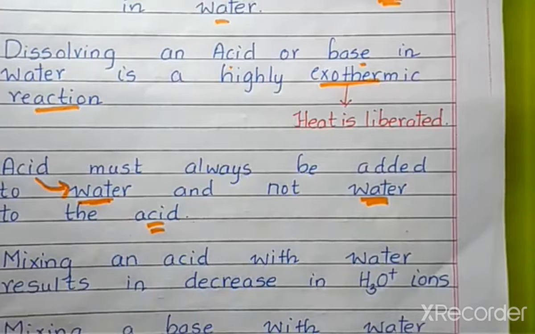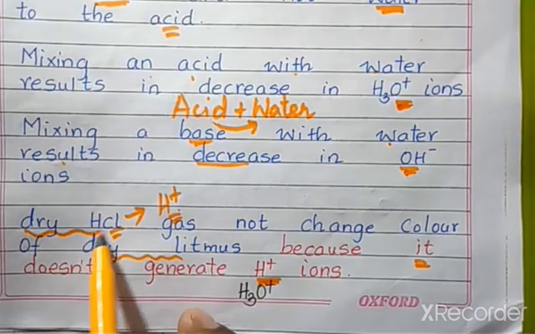And mixing an acid with water decreases the hydronium ion concentration. Mixing a base with water results in a decrease in hydroxide ion. Dry HCl gas does not change the color of dry litmus because it does not generate the hydrogen ions. This is very important.